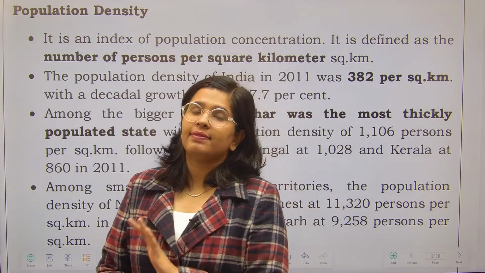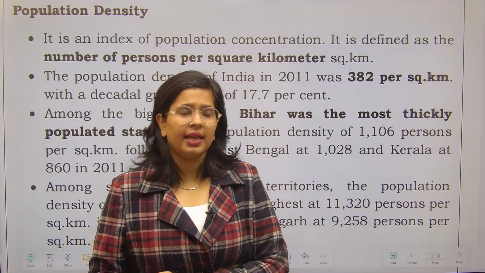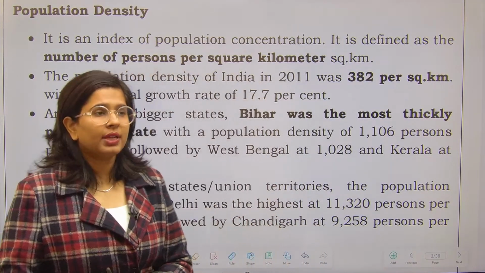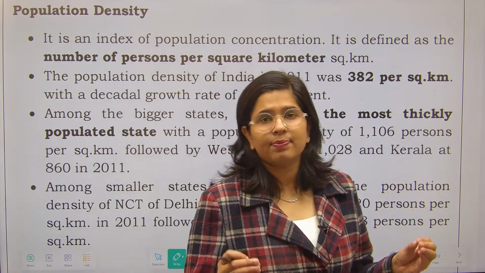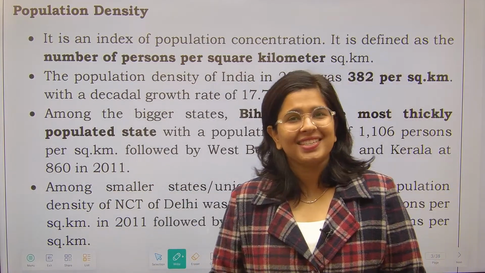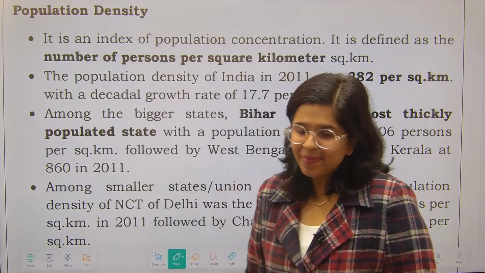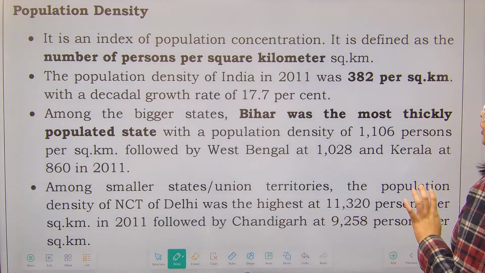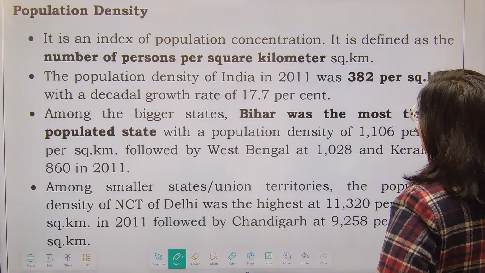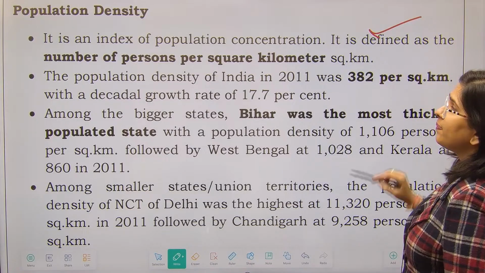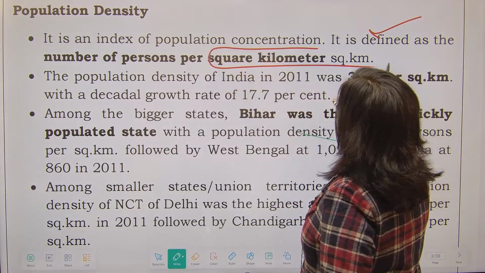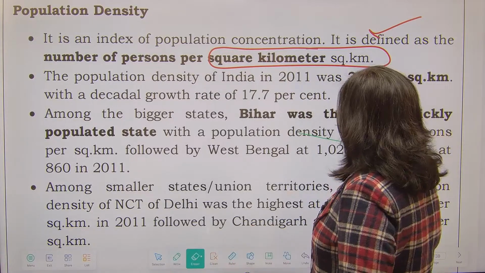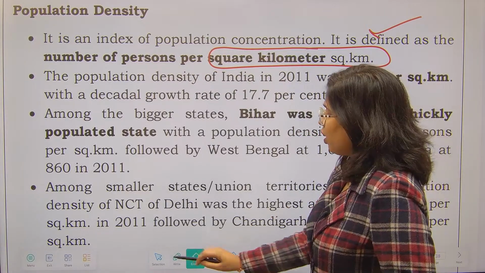Here we need to know the data as per the 2011 census. And then we also have to talk about which state has the most dense population. Okay, so these two things we need to know here. It is an index of population concentration, right? What do we measure over here? So the definition part becomes important. It is the number of persons per square kilometer, right? Number of persons per square kilometer.